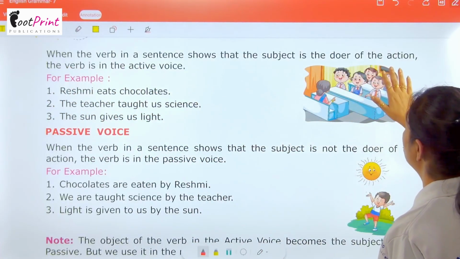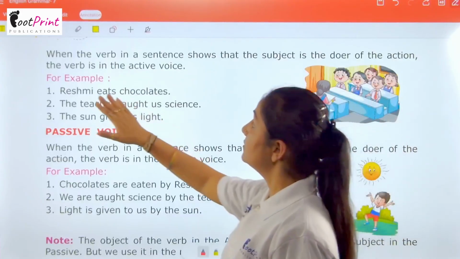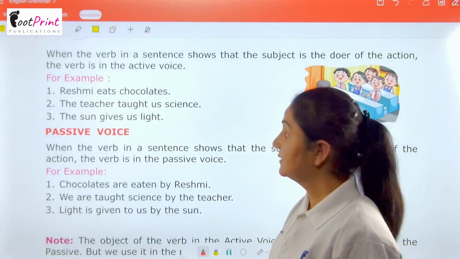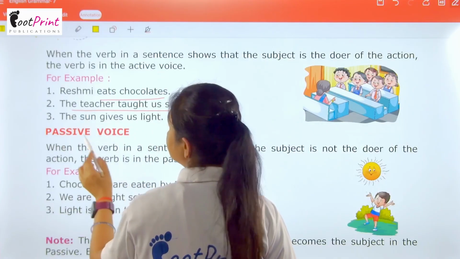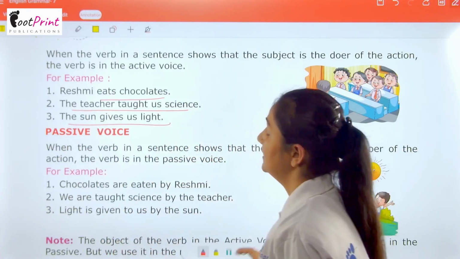Active and Passive Voice. So students, I would like to tell you, when the verb in a sentence shows that the subject is the doer of an action, the verb is in the active voice. For example, Rashmi eats chocolates, the teacher taught us science, the sun gives us light.